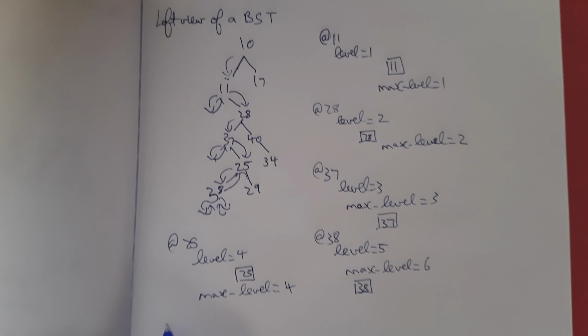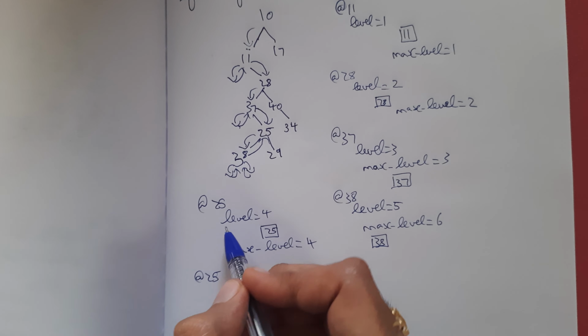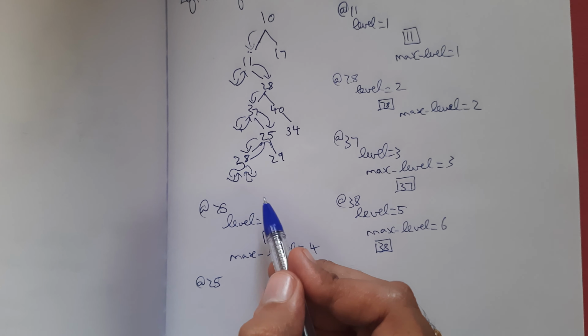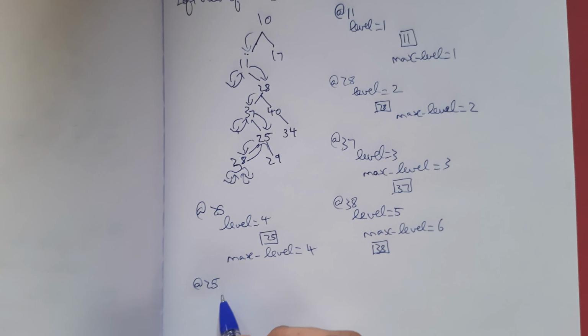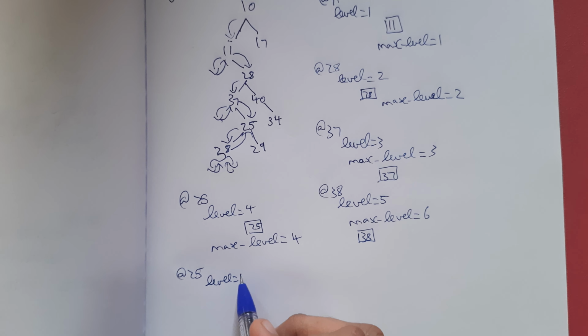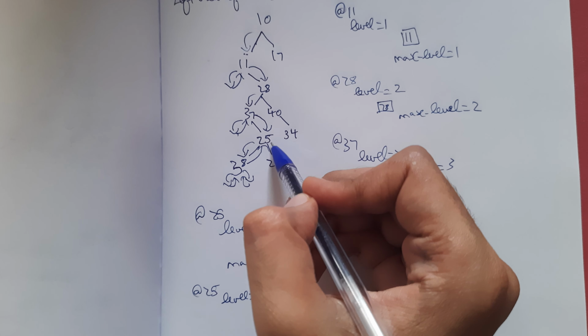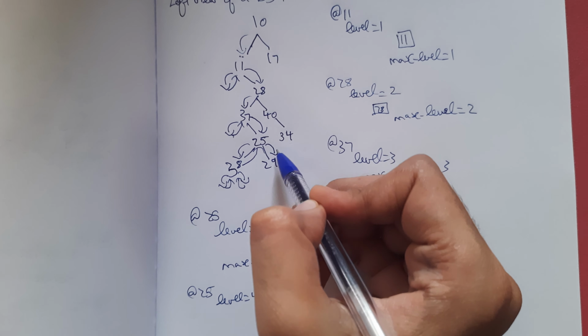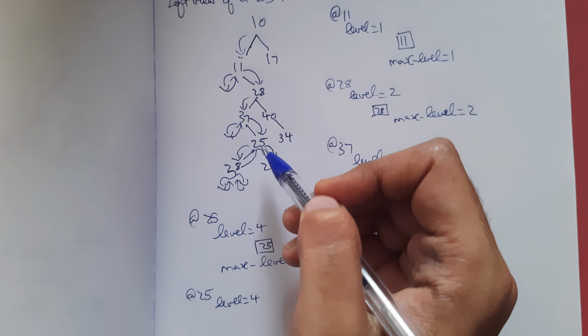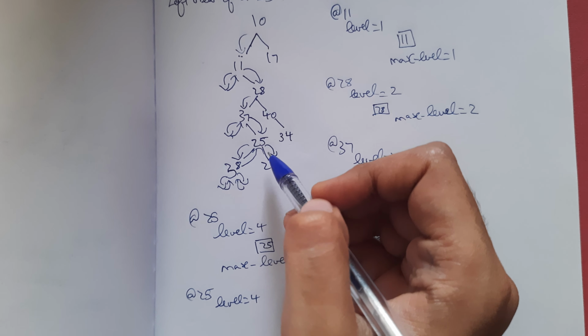The control now goes back to node 25. At 25, we have to remember that the level passed here was only through call by value, so the value of level will now be 4. So level is equal to 4, and we go to the right subtree of node 25, which is node 29.